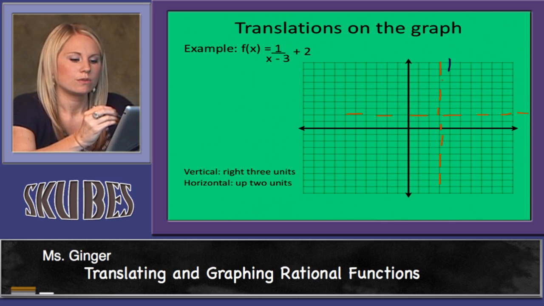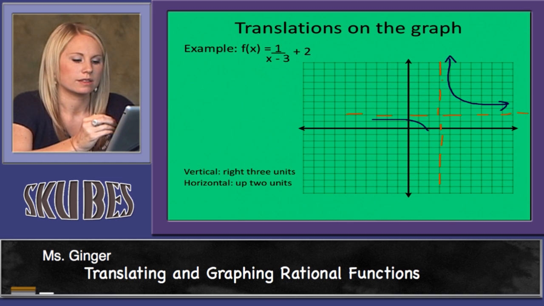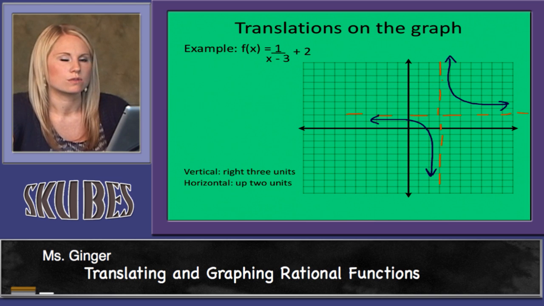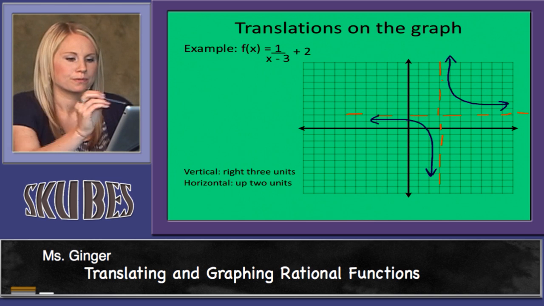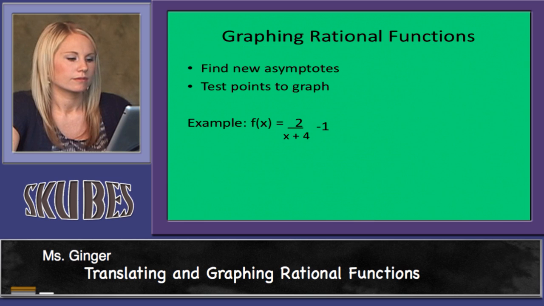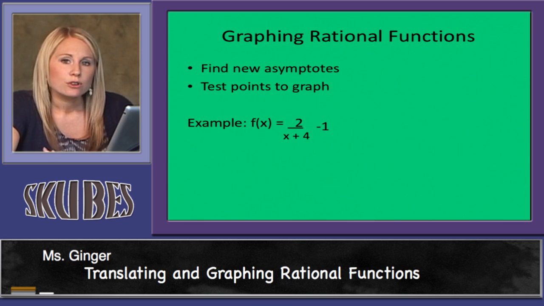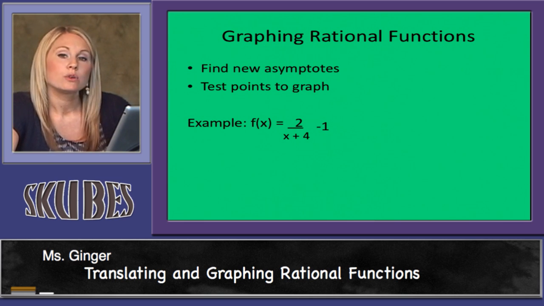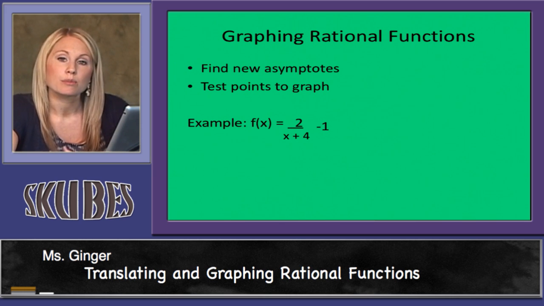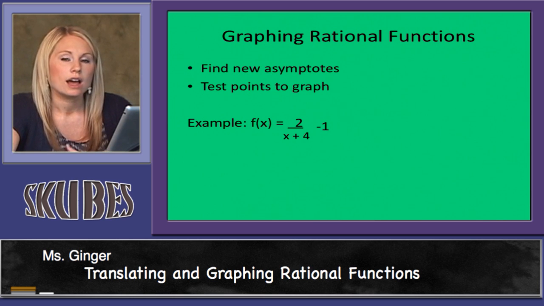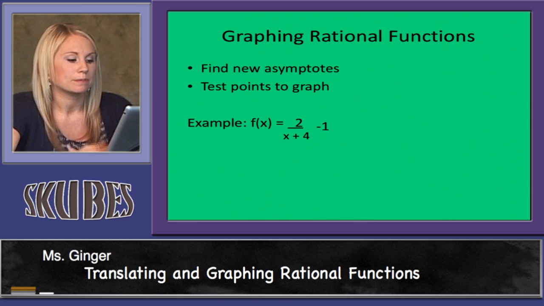Okay, so our new translated rational function is going to look something like this. It's going to curve around these 2 new asymptotes. So it's always a good idea to find those first. All right, so you're finding your new asymptotes, you're drawing those in, and then if you want to get a really accurate picture, you can go ahead and test some points. You can test some values in for x and find the matching y's. And as always, the more the better. The more points you test, the more accurate your picture is going to be.